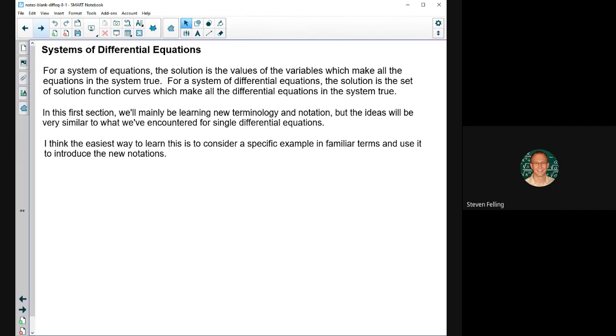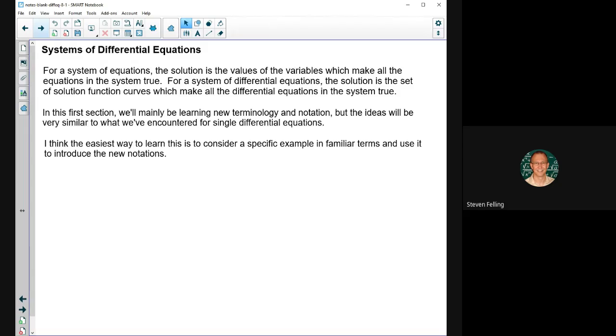All right, so first, for a system of just regular equations, the solution is the values of the variables that make all the equations in the system true, right? For a system of differential equations, the solution is the set of solution function curves for each of the dependent variables that make all the differential equations in the system true. So finding a solution set means finding a set of general solutions or specific solutions that solve the system.